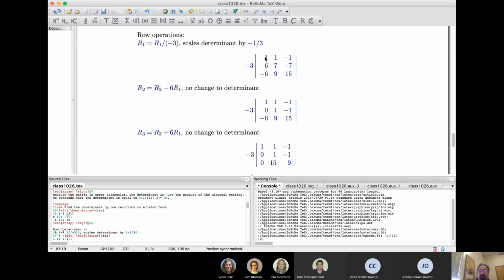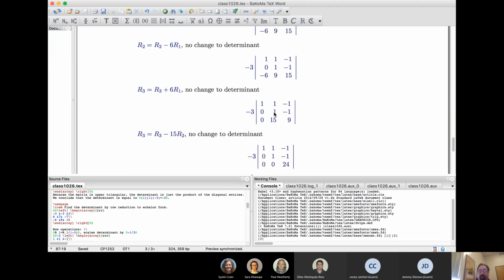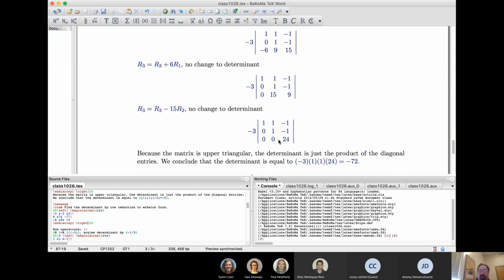Here I'll take 6 times this row and add it to the third row. And then I can perform this elimination. So 15 times this row subtracted from the third row. And now I have upper triangular form. So for the determinant of this matrix, I just multiply the diagonal entries. Now it will give me 24.